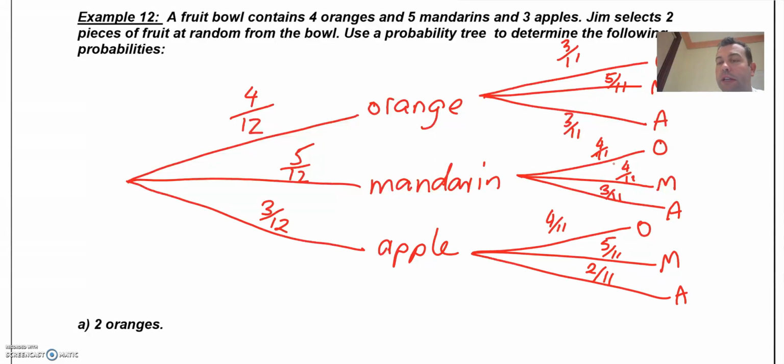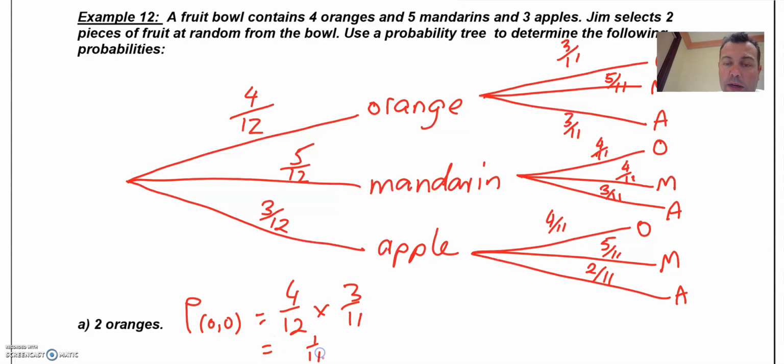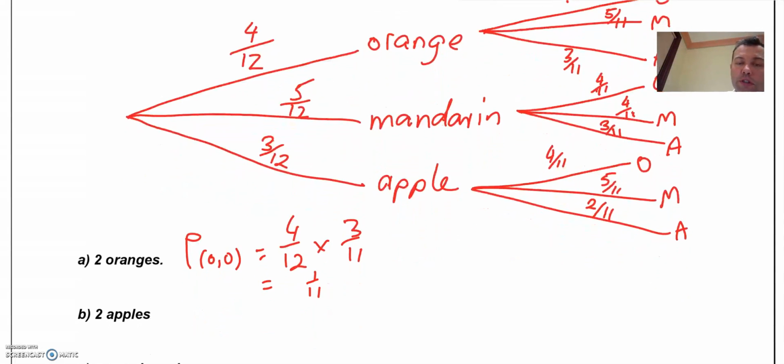Okay, rather than draw the whole tree, because it's quite a lot of work, sometimes you get part of the tree and you have to fill in some blanks. Probability of 2 oranges, we said. I'm going to say P(O, O), oranges, not the origin, equals 4 over 12 multiplied by, right, multiplication principle, 3 over 11 equals 1 over 11. There is a 1/11 chance of choosing 2 oranges.